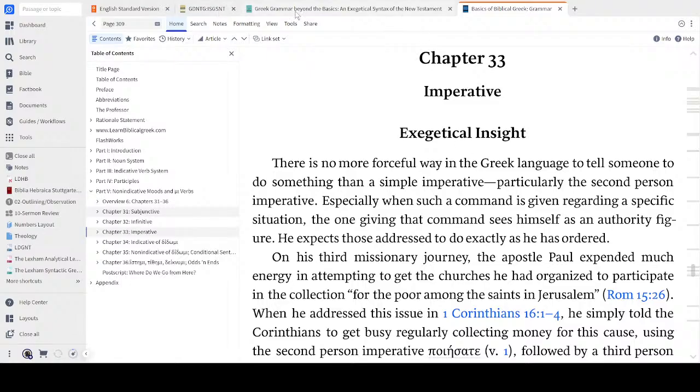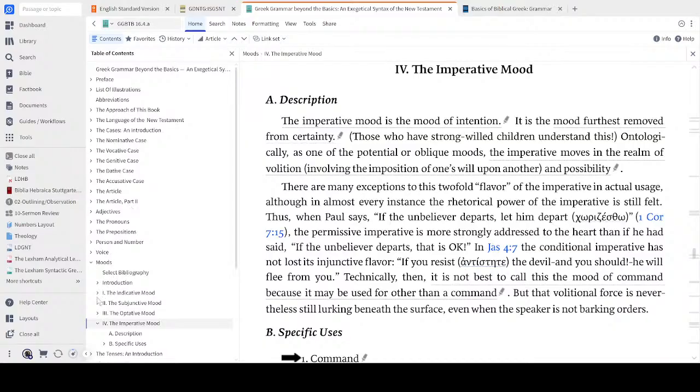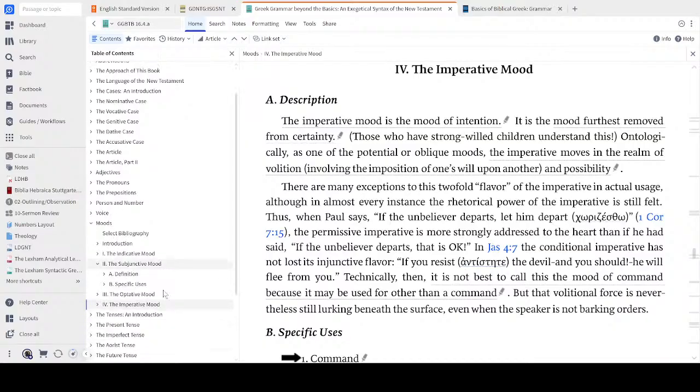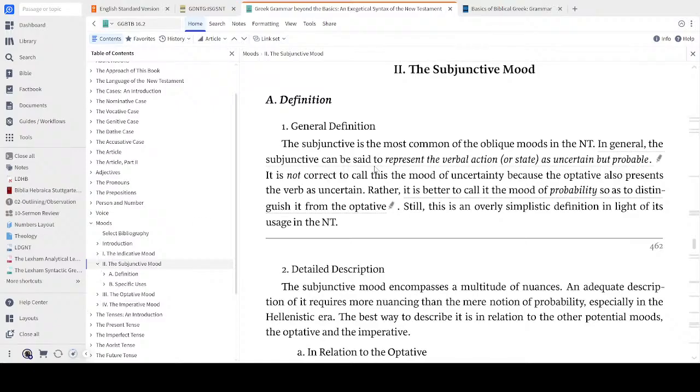And as we look into, he's got some great things about the subjunctive mood. It says the subjunctive is the most common of the oblique moods in the New Testament. In general, the subjunctive mood can be said to represent the verbal action or state as uncertain but probable.